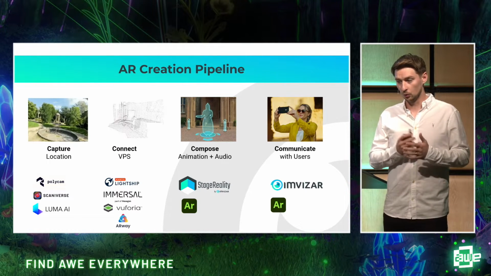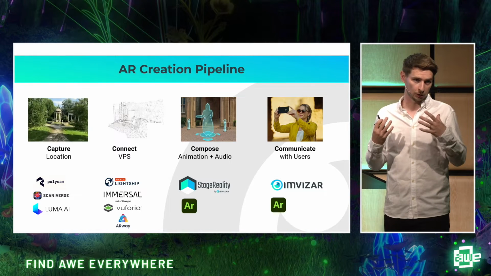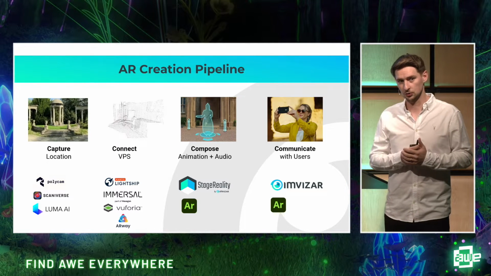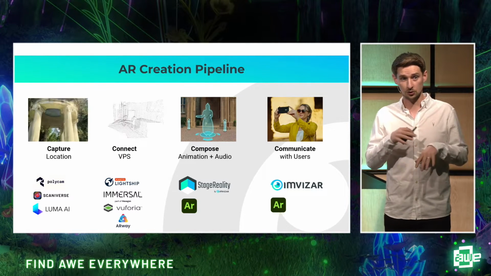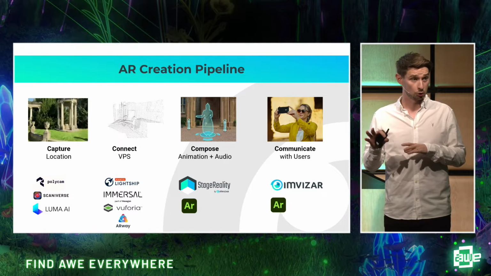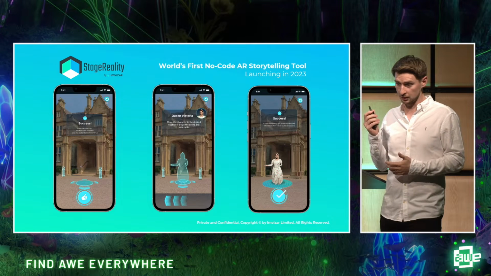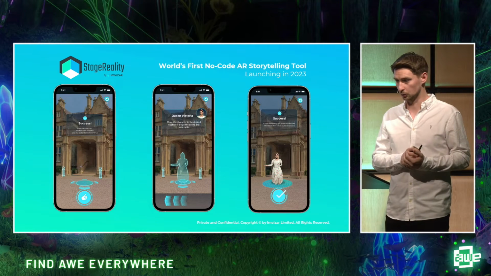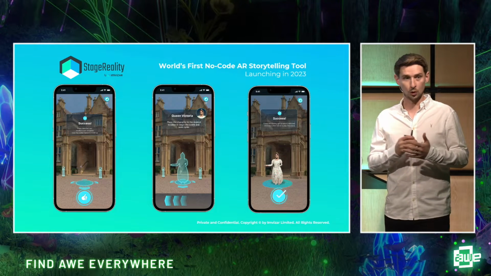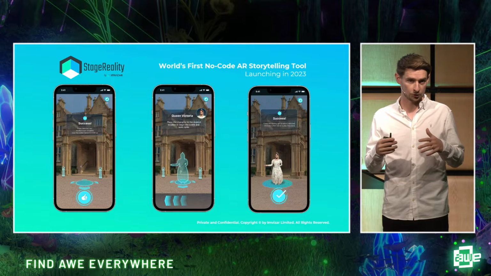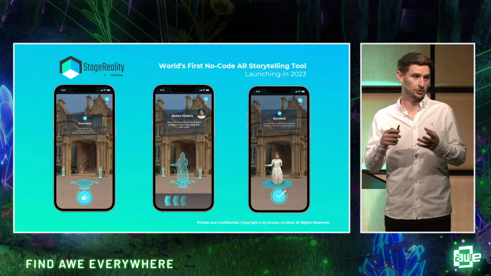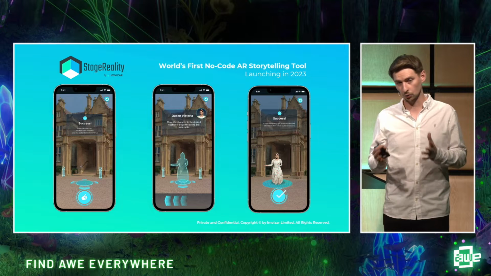So with Stage Reality, we're from a company called Invisar, and we have created Stage Reality. When you build these experiences in Stage Reality, you can really easily publish them to the Invisar app. A bit like Adobe Aero, you can very easily publish them. So this is a bit of an insight into Stage Reality, which will launch in a couple of weeks. We believe it's the first no-code AR storytelling tool. So what we're trying to enable, be it filmmakers, creatives, historians, whoever wants to bring stories to life through AR.